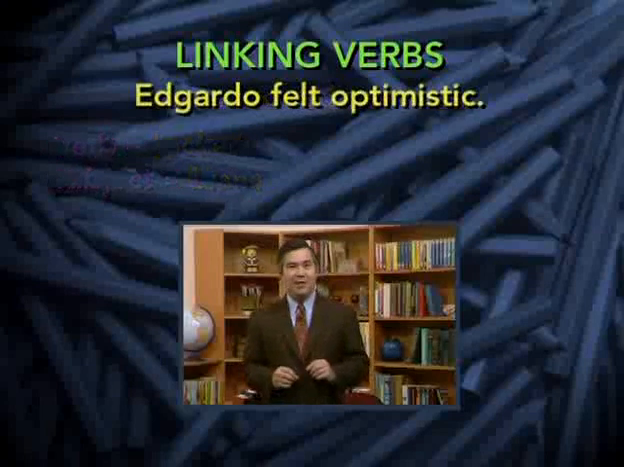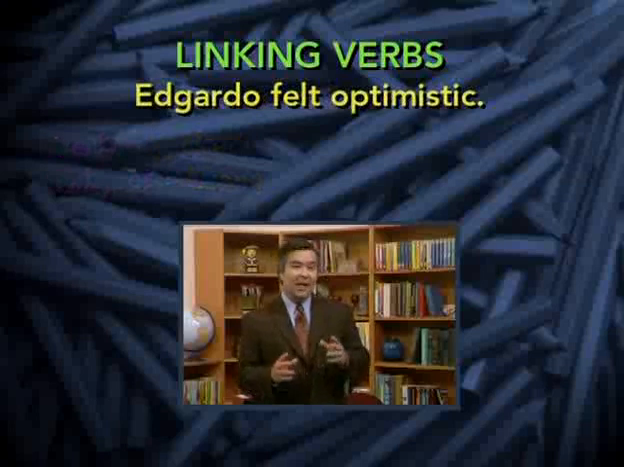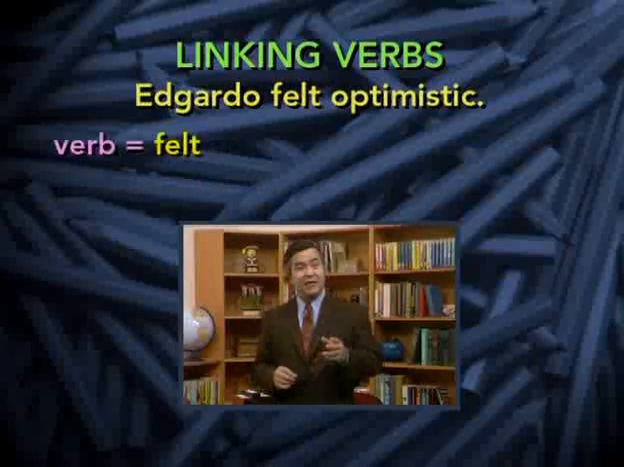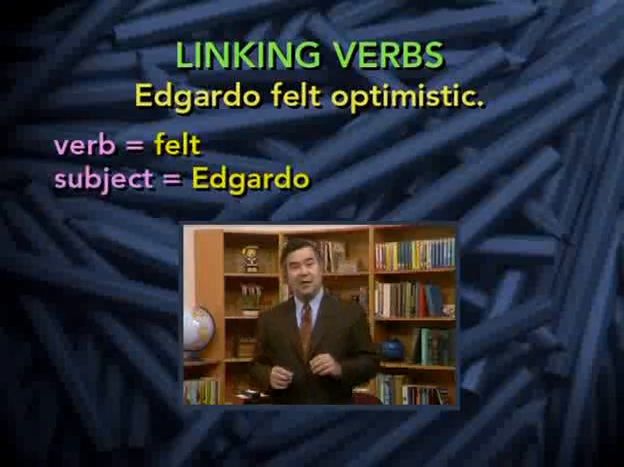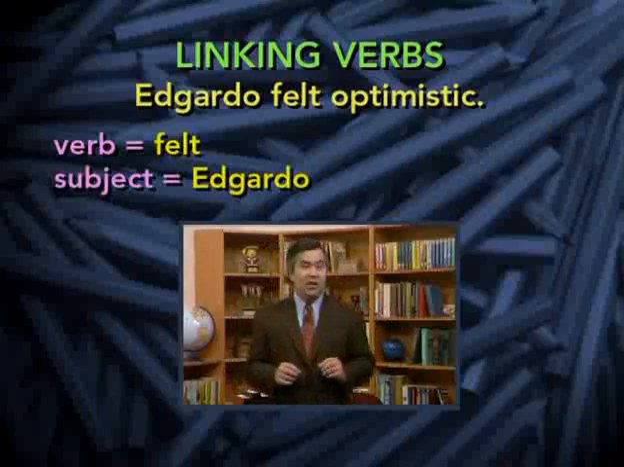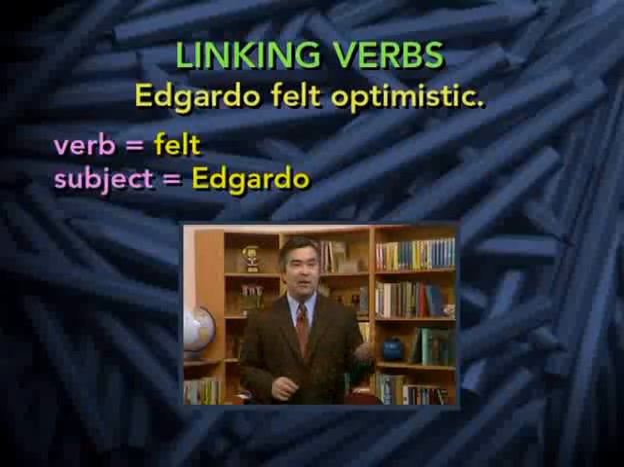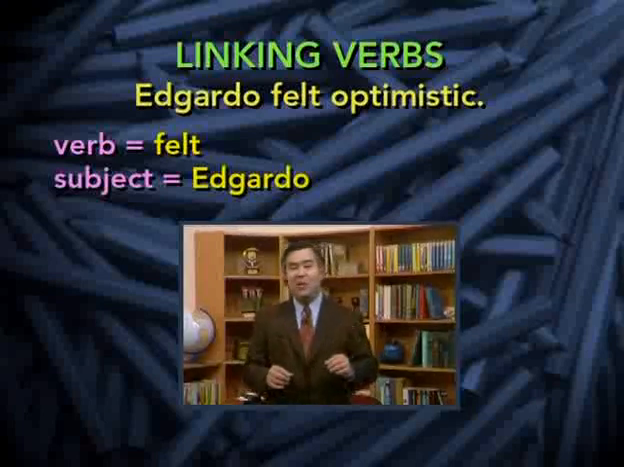One more example. Edgardo felt optimistic. In this sentence, the verb is felt, and the subject is Edgardo. And what did Edgardo feel? He felt optimistic. Once again, felt is being used as a linking verb in this sentence because Edgardo and optimistic are being linked. They are being equated.